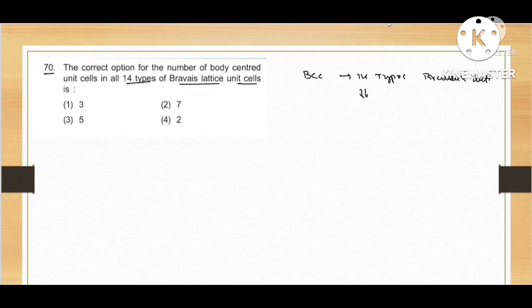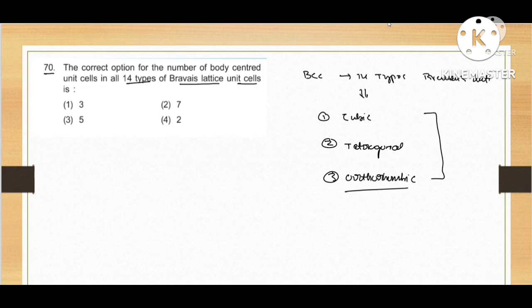This is a conceptual question. The BCC is present in cubic, tetragonal, and the last one is orthorhombic. The BCC is present in only 3 among the 14 Bravais lattice structures. So 3 is our correct answer. Option 1 is the correct one.